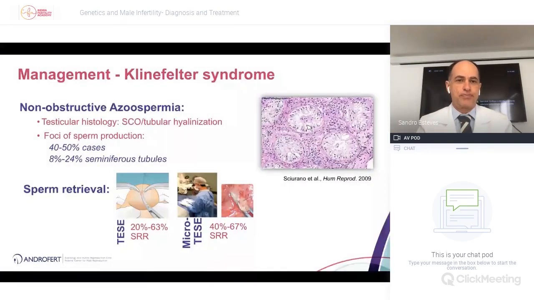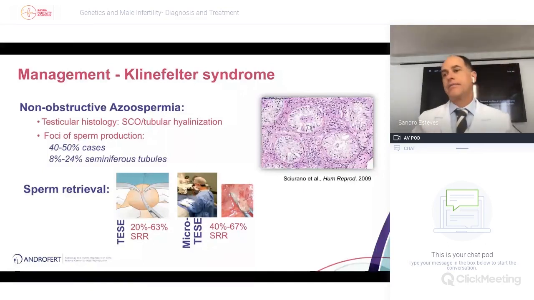You now have a patient in whom you have made the diagnosis, because the patient came with a semen analysis report showing azoospermia, FSH was high, testicle size was small, and testosterone levels were low. You ordered the karyotype, and the karyotype confirmed Klinefelter syndrome.